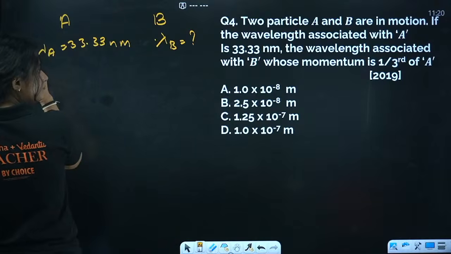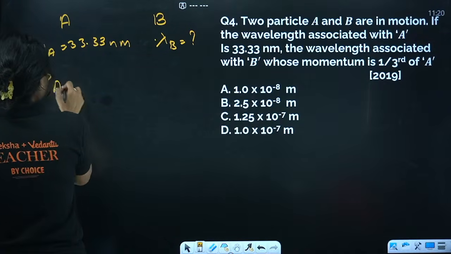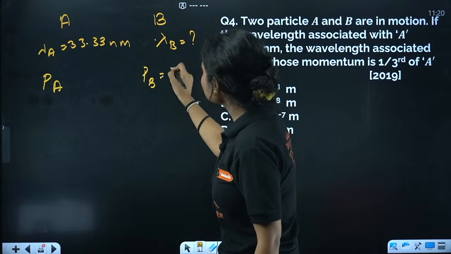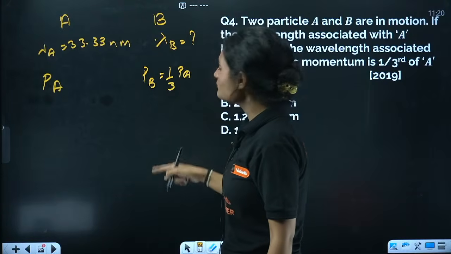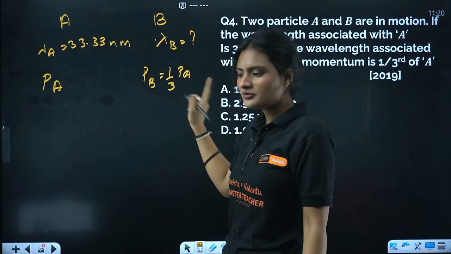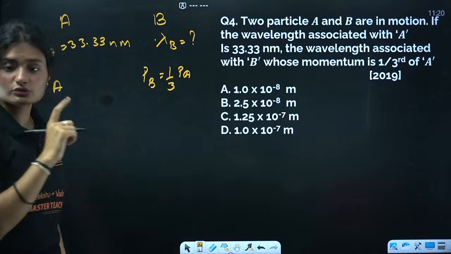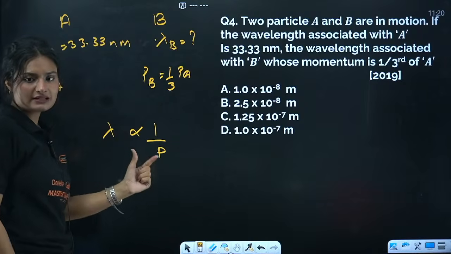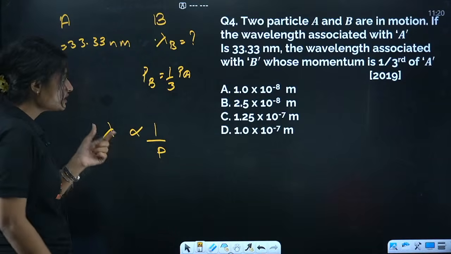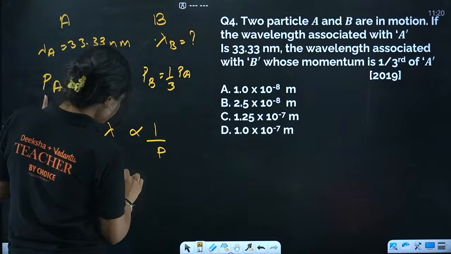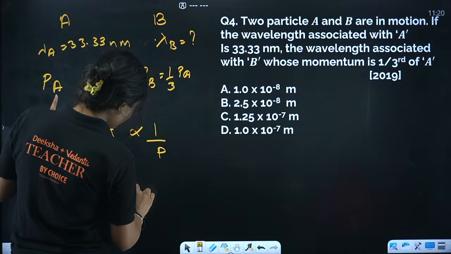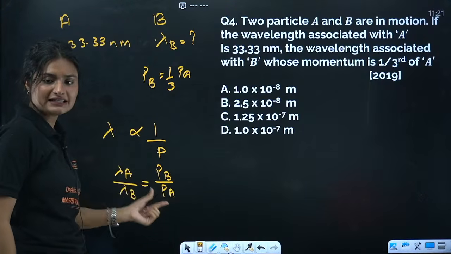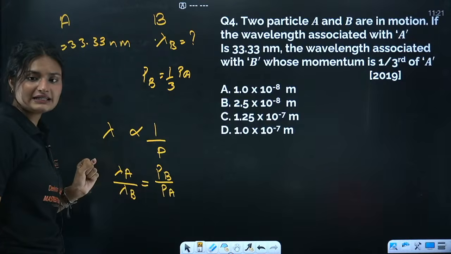Now see. Let's say the momentum for A is PA. The momentum for B is 1/3 the momentum of A. We know the relation between wavelength and momentum, that means they are inversely related. Now we are dealing with two particles, so I can rewrite it like this: lambda A by lambda B equals PB by PA, because wavelength is inversely related to momentum.